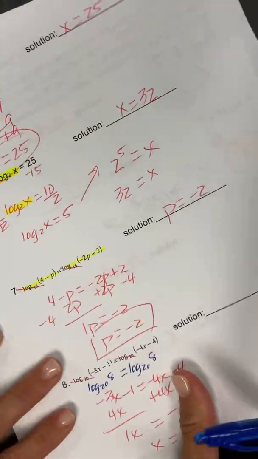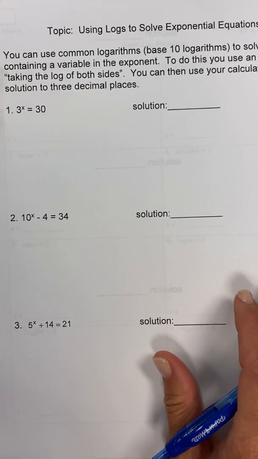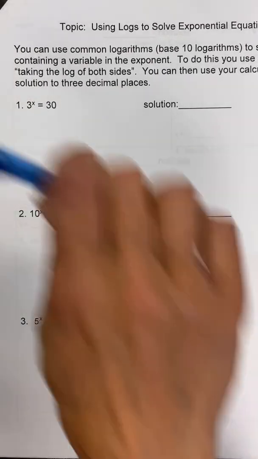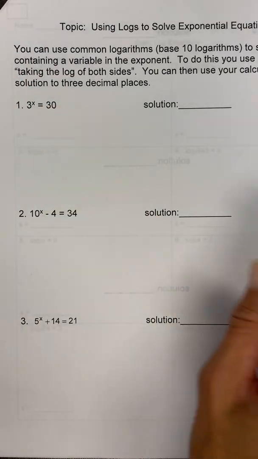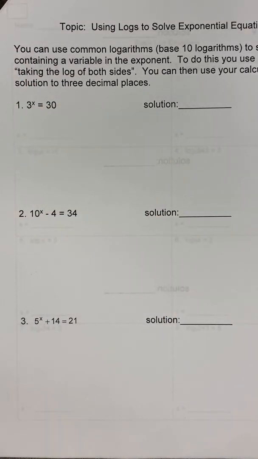All right, now let's look at the next topic. How do I use logs then to solve some different exponential equations? You can use what's called common logs, which is base 10, to solve equations containing a variable in the exponent. You do this by what's called taking the log of both sides. I'll show you that in a second. So, common logs.